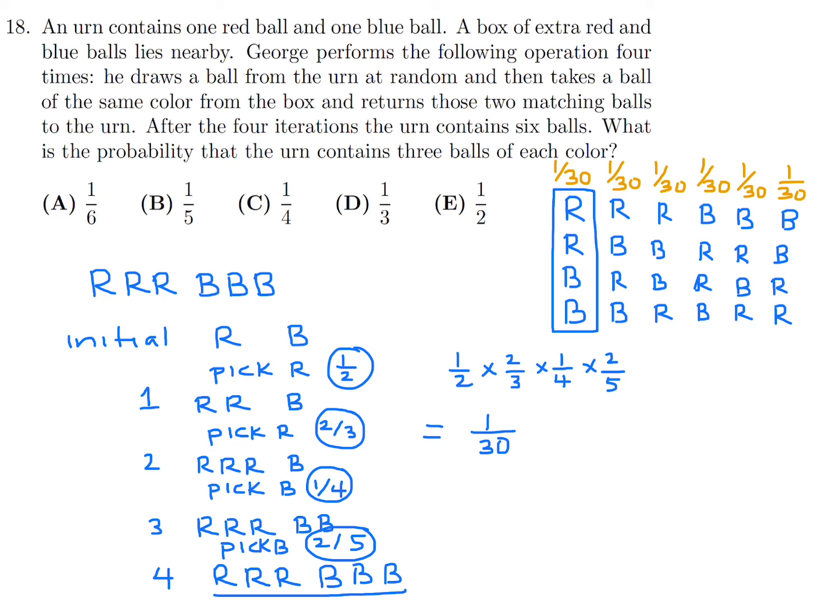All you have to do now is add up these guys. So plus, plus, plus, plus, plus. And when you do, you get, what is that, 6 over 30. And 6 over 30 in lowest terms is 1 over 5. So number 18, the answer is B.